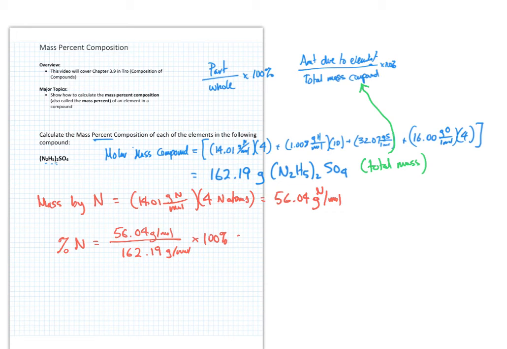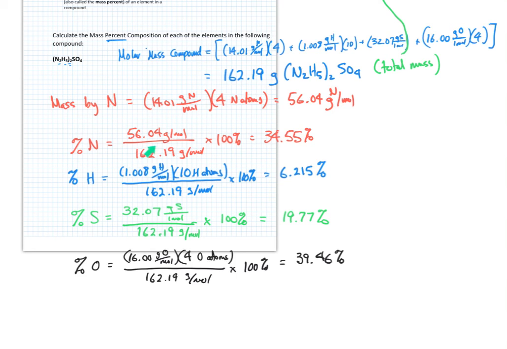And that turns out to be 34.55%. Notice we have 4 significant figures here, 5 significant figures here, so my answer has 4 significant figures. This is a good time to stop the video, try calculating the other ones, and turn it back on, and we will summarize.